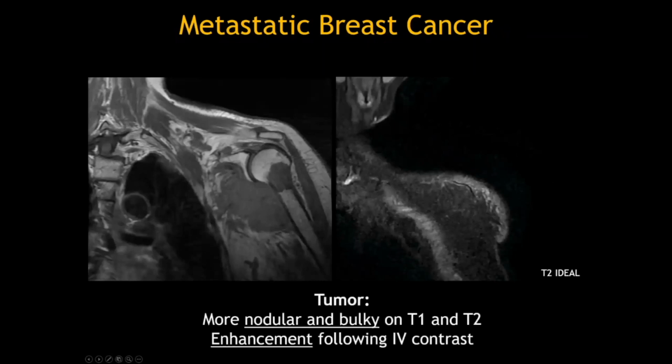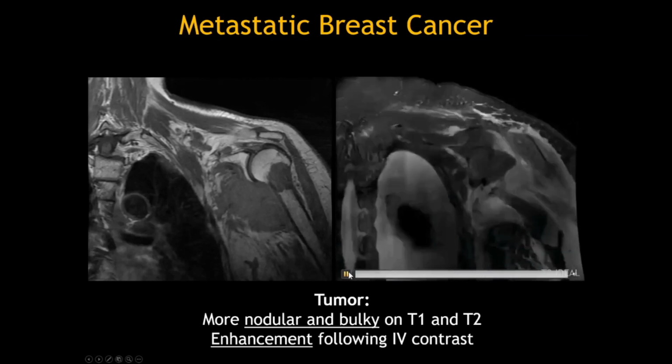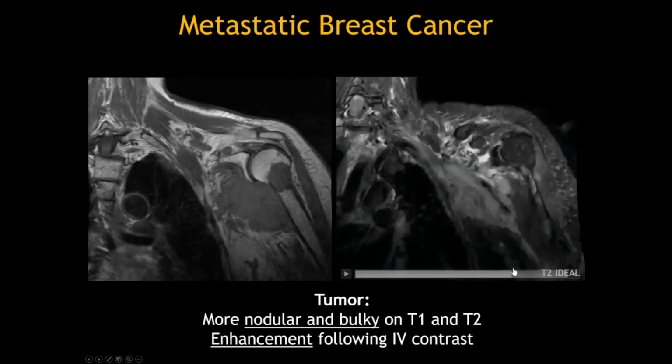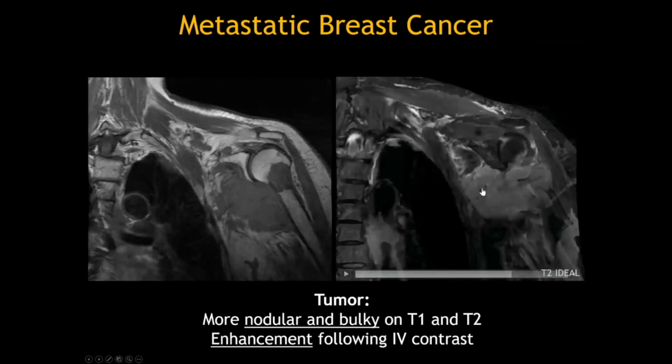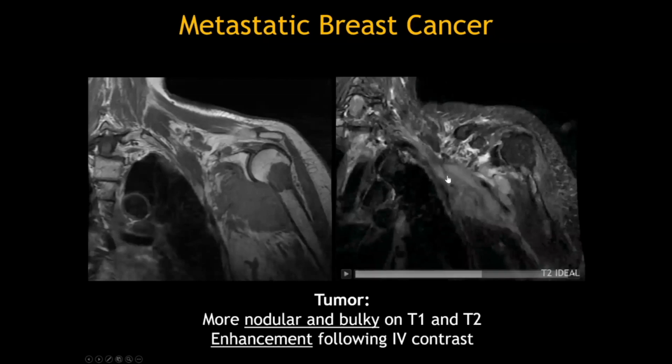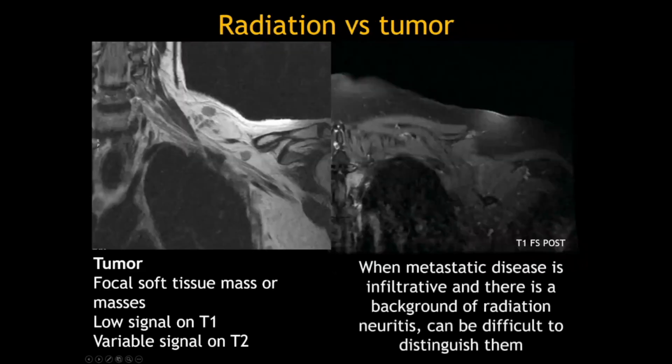Here's another case of a patient with metastatic breast cancer. Certainly you can see all the soft tissue infiltration of the axilla. We can also see a metastatic lesion within the proximal humerus. And on the T2 weighted image, we can see all this bulky tumor involvement of the axilla and the terminal portions of the brachial plexus. So this is kind of a no-brainer in terms of tumor involvement of the brachial plexus.